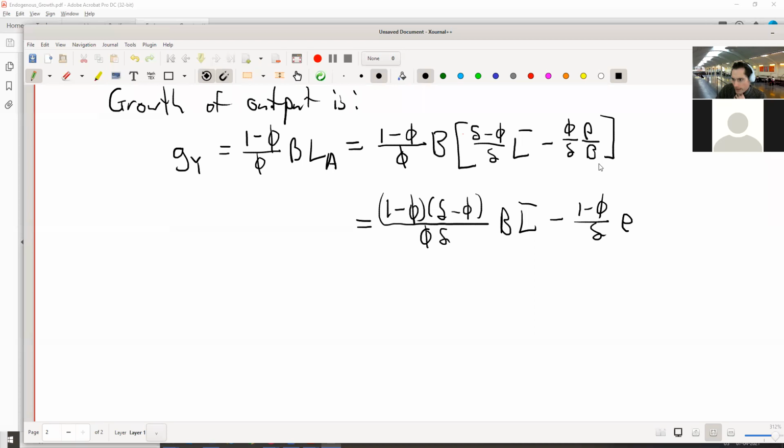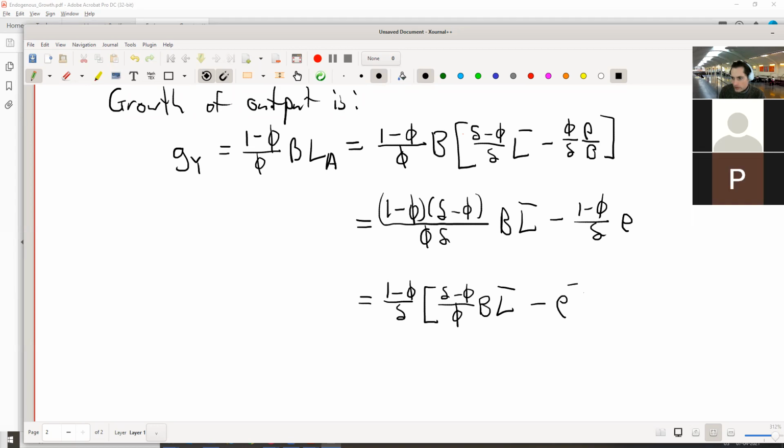Factor out the 1 minus phi divided by delta. Does that make it easier or harder? Let's factor it because it's going to make taking the derivative easier, and we're going to be doing that in a second. So here I've got a 1 minus phi and a delta. Here I've got a 1 minus phi and a delta. So let's take those up front: 1 minus phi divided by delta, delta minus phi divided by phi, B L bar minus rho. Did I miss something?